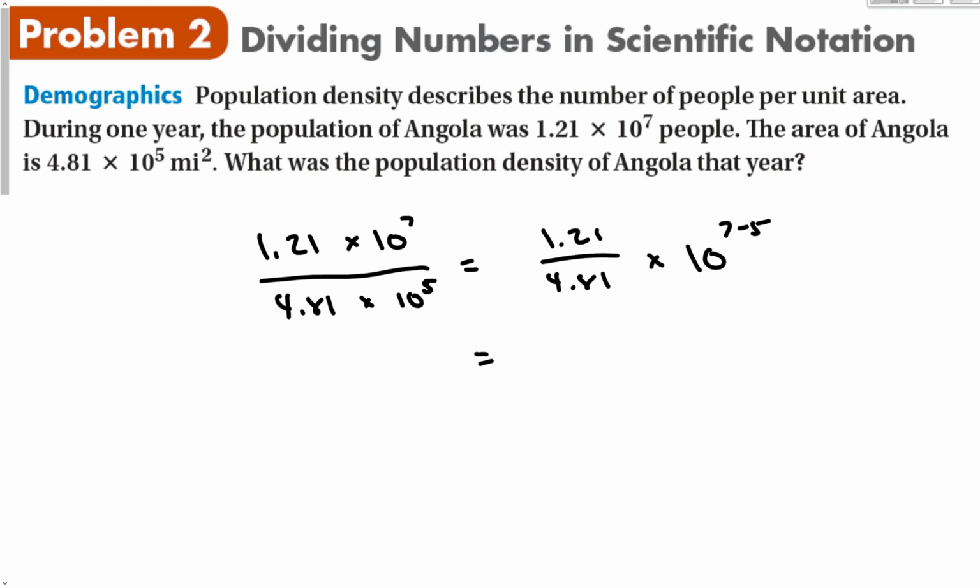1.21 divided by 4.81 is 0.25 times 10 squared, which is, of course, not right in scientific notation, but this is such a small number that we don't really need scientific notation. 0.25 times 10 squared is just about 25. So it's about 25 people per mile squared.